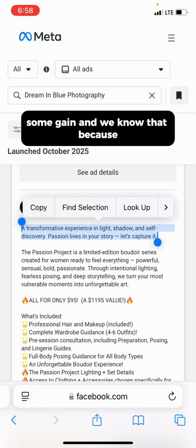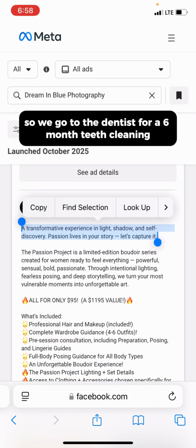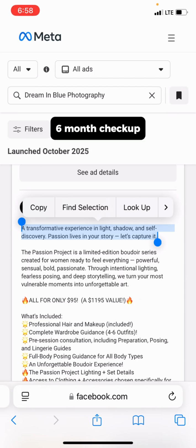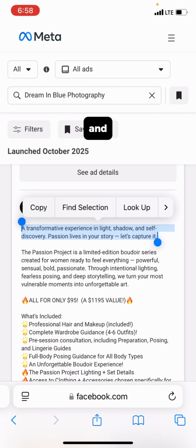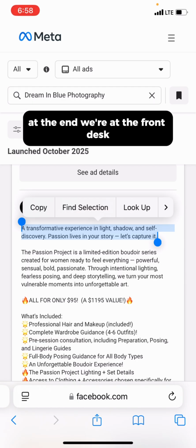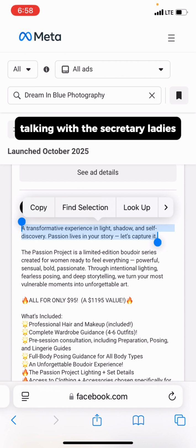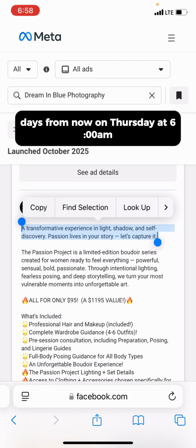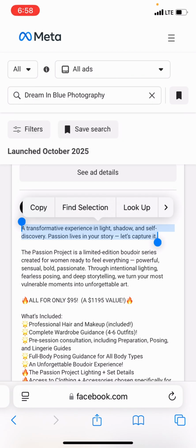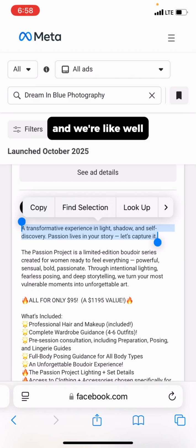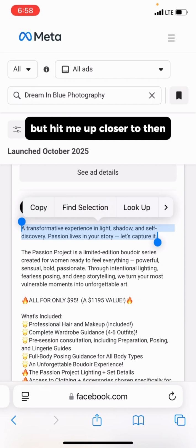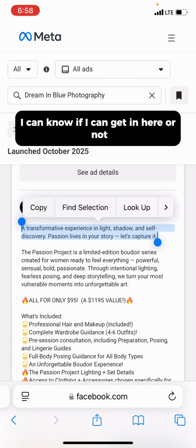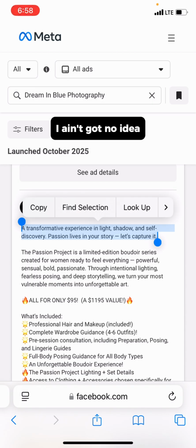And we know that because, think of us when we go to the dentist. So we go to the dentist for a 6-month teeth cleaning, 6-month checkup. And we're paying at the end. We're at the front desk talking with the secretary ladies. And they're like, hey, are you free 181 days from now on Thursday at 6:50 a.m., so we can pencil you in again? And we're like, well, dude, I literally have no clue, but hit me up closer to then. So when I know my schedule, I can know if I can get in here or not. Because right now, yeah, dude, I ain't got no idea.